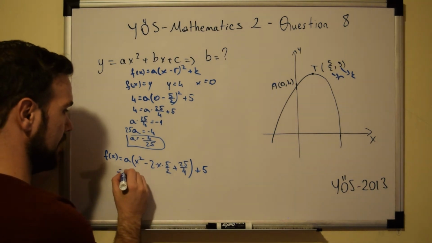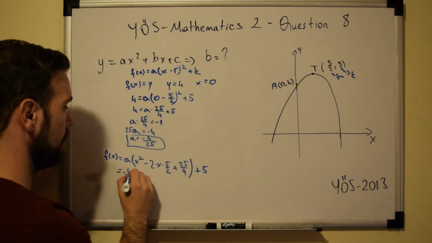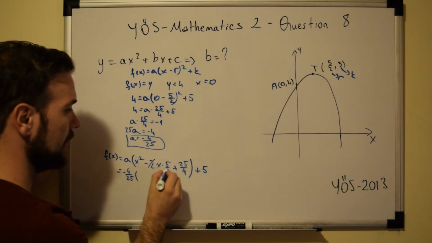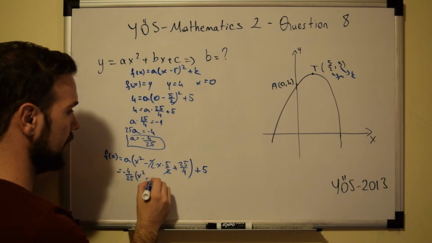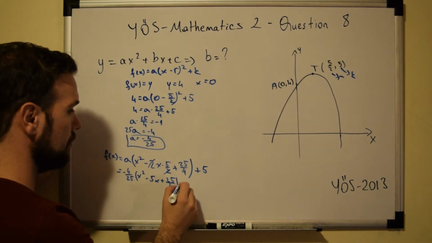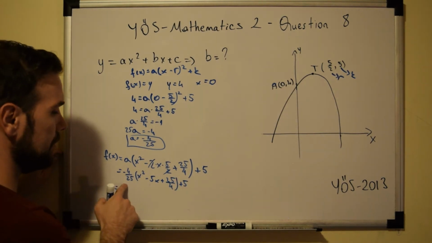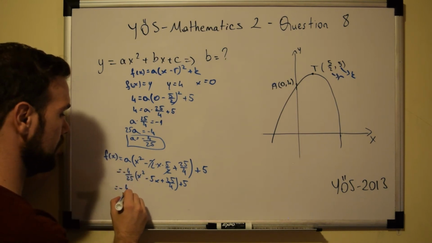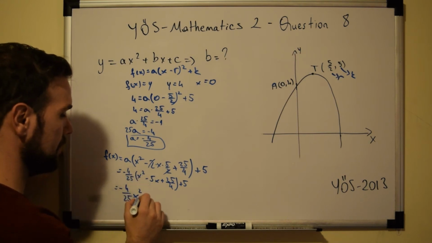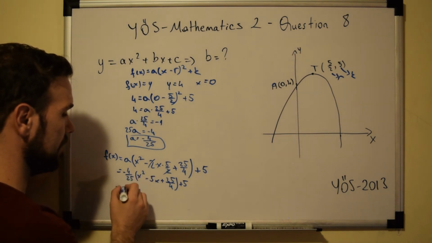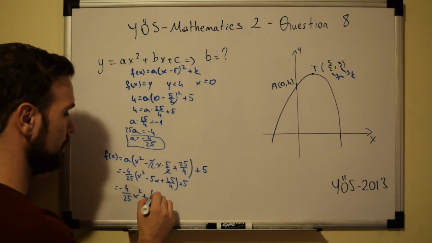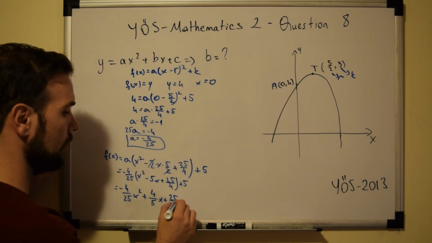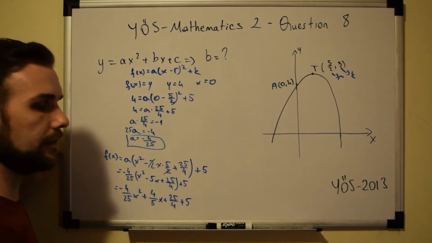So what do we have here? We have A, which is minus 4 over 25. We have this, they cancel each other, so we have x squared minus 5x plus 25 over 4 plus 5. So we multiply this number by all the numbers inside the parenthesis. So we have minus 4 over 25 x squared, minus times minus is plus. 5 and 25 simplify each other, so we have plus 4 over 5x plus 25 over 4 plus 5.